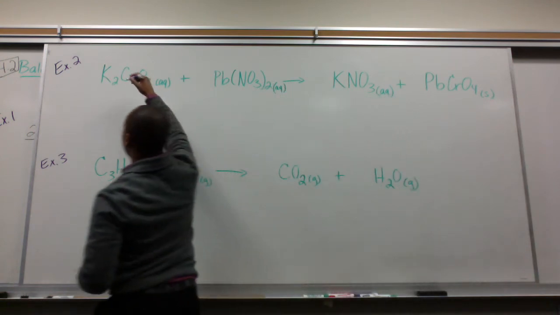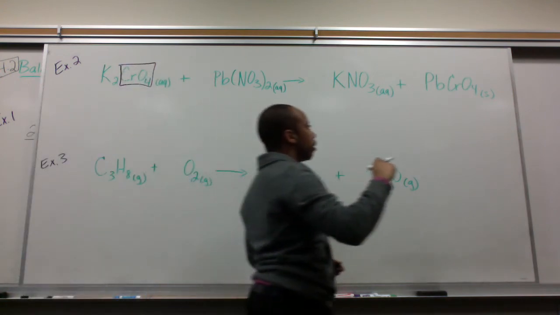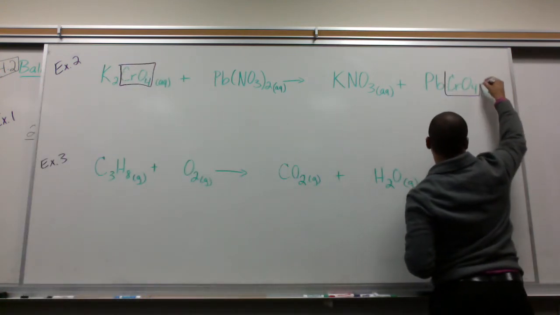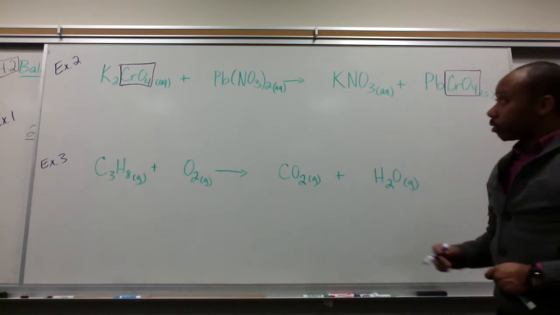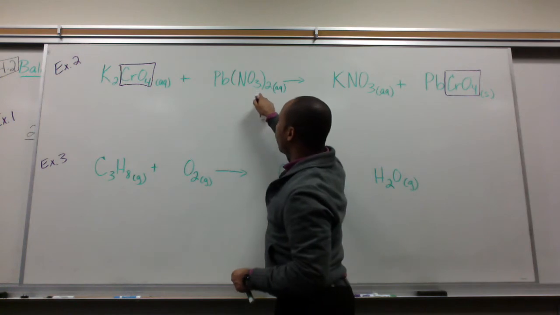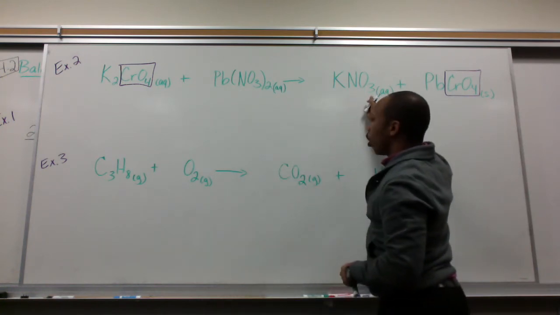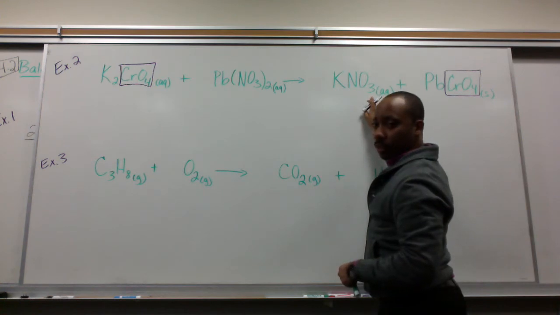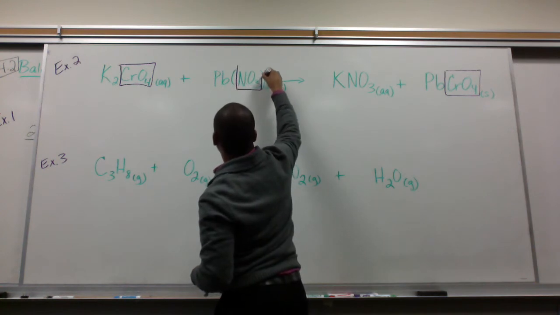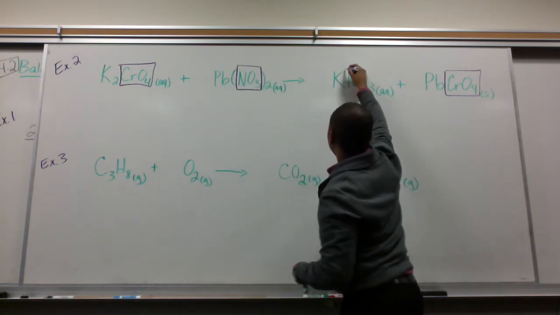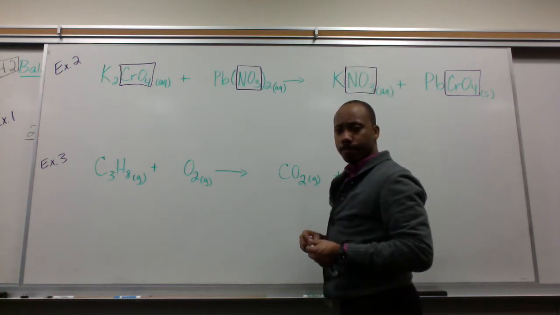So I would take this CrO4, treat that as one unit, and this CrO4 as one unit. I also have NO3 here. It's the same NO3 as the NO3 on this side. So I can use this NO3 here and this NO3 here and treat them as one unit.